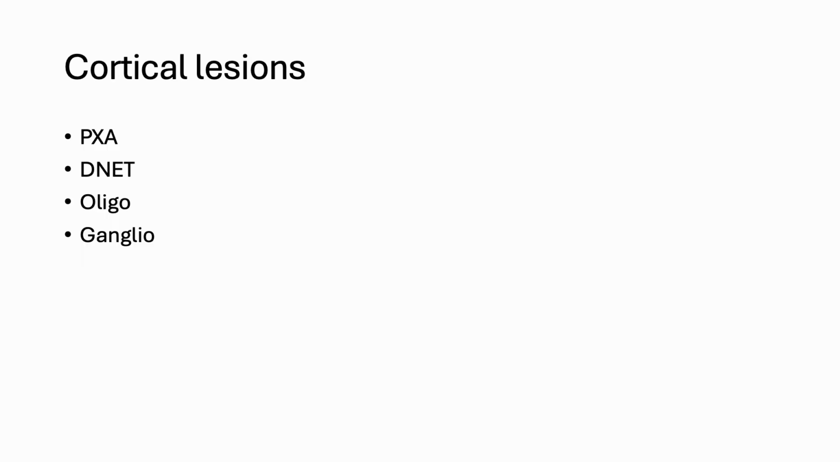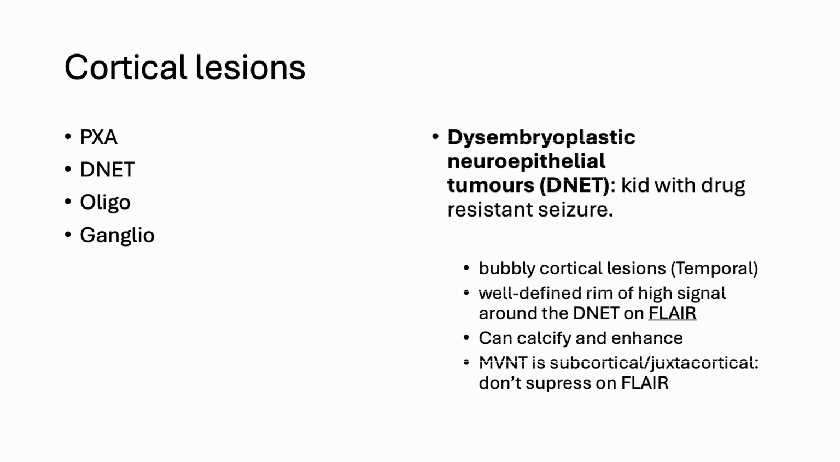Cortically based lesions, if you remember, we talked about PXA, we talked about ganglioglioma, they come together. Oligodendroglioma, we mentioned it's PXA and then DNET. I ordered them in this specific order for a reason, so we remember them as PDOG, or some people like to call it DOG-P, as long as you remember that the cortically based lesions can be grouped together in this mnemonic.